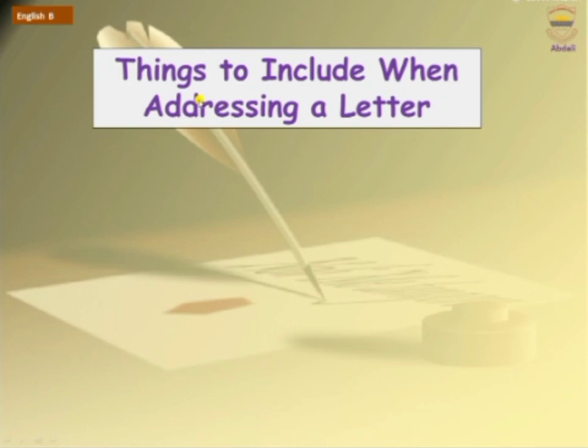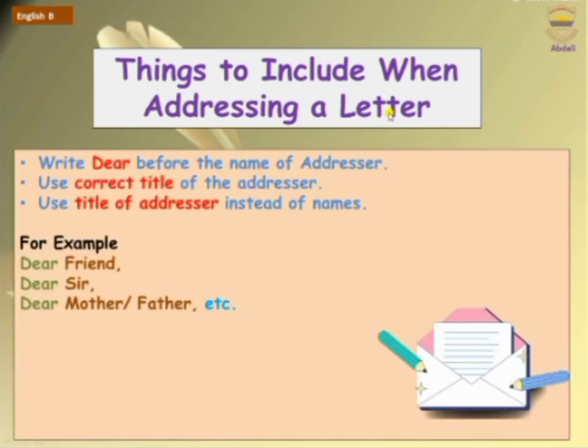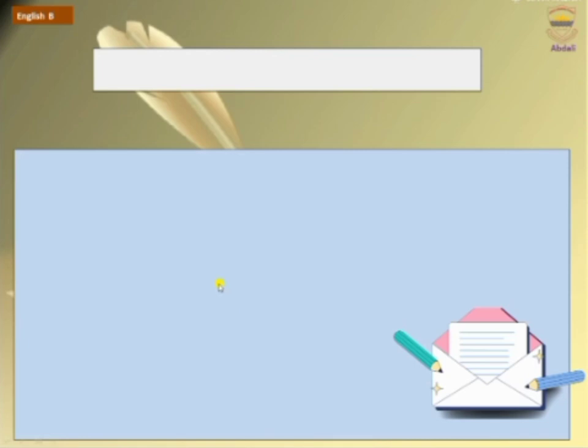Let's move on to the things to include when addressing a letter. Write "Dear" before the name of addressee. Use correct title of the addressee. Use title of addressee instead of names. For example, Dear friend, comma, Dear sir, comma, Dear mother, comma, or Dear father, comma, etc.